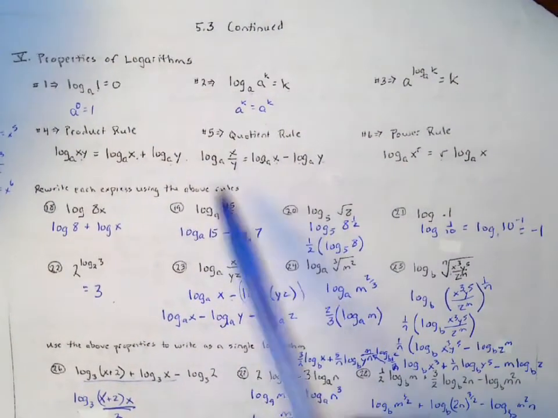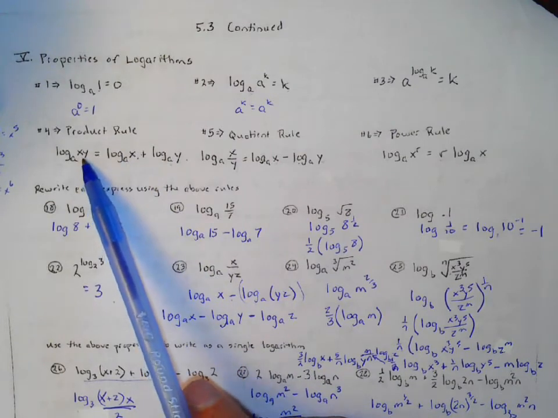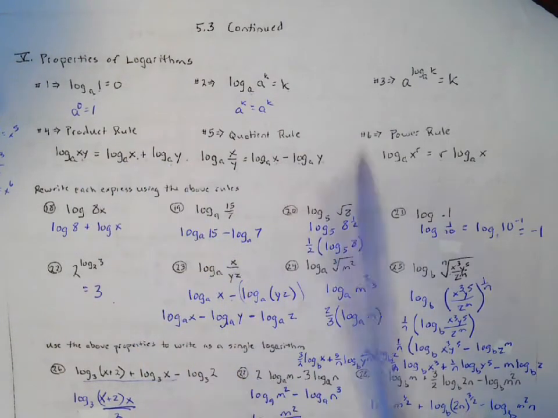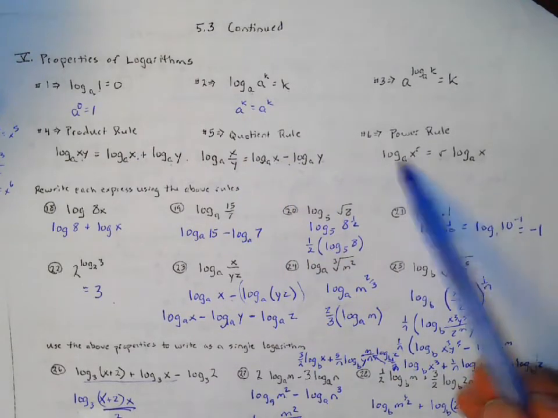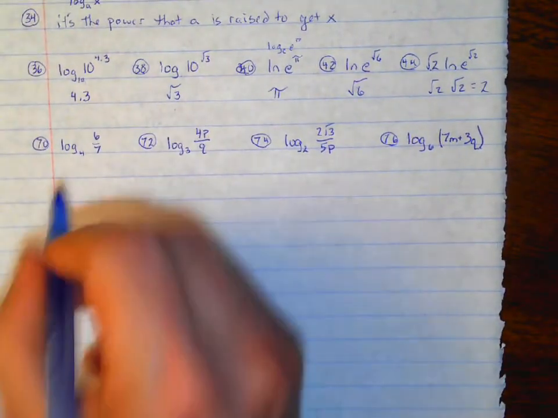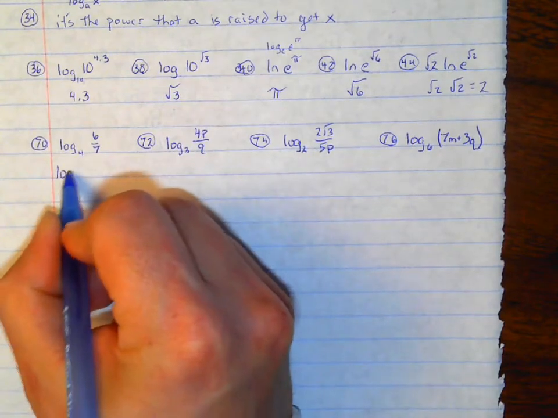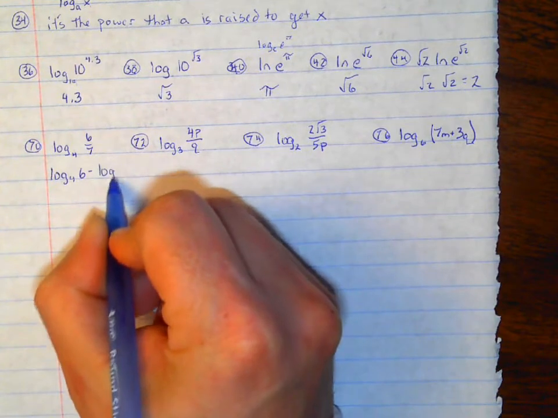Okay, so starting at number 70 here, we're going to use more of these rules. So the product rule: if they're log of things being multiplied, you can separate them by addition. Quotient rule: if it's division, you can separate them by subtraction. And the power rule. Okay, so thinking about those 3 rules there. So if we want to expand this, since it's division, it would be log base 4 of 6 minus log base 4 of 7.